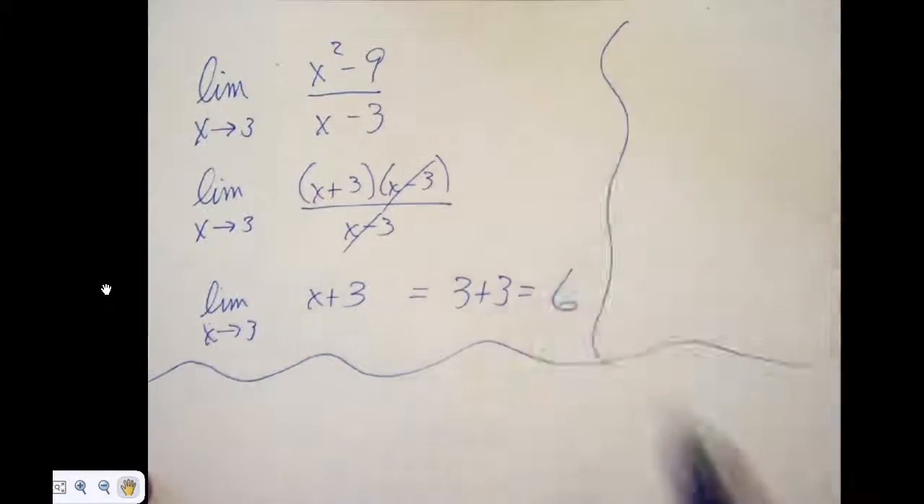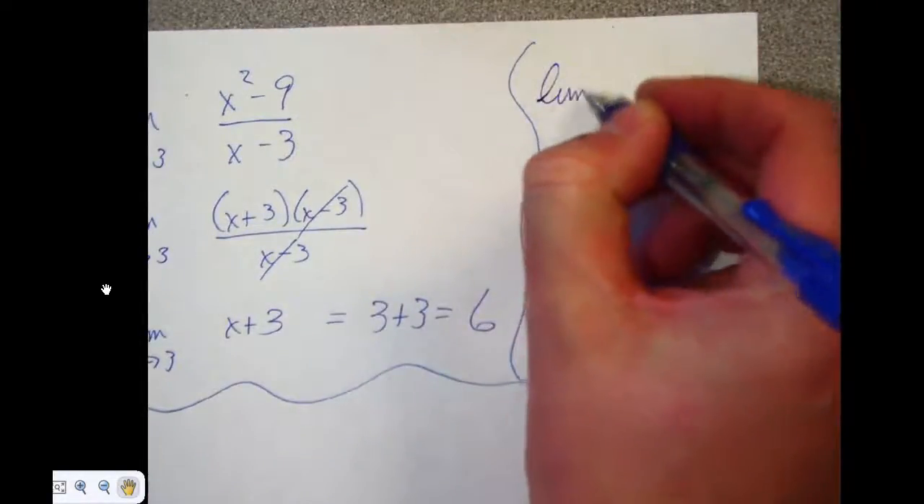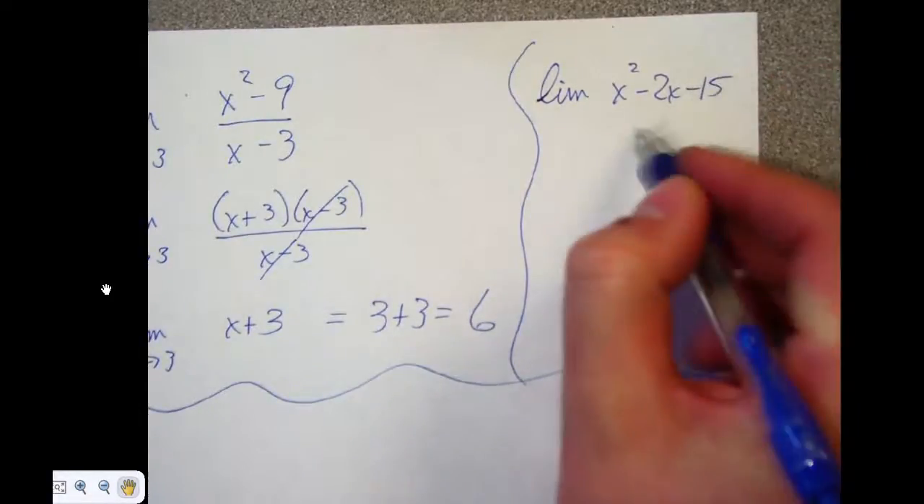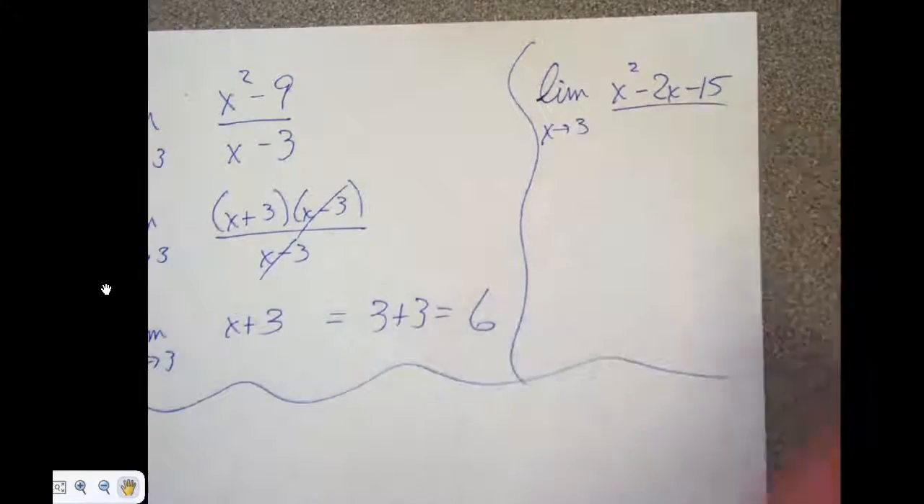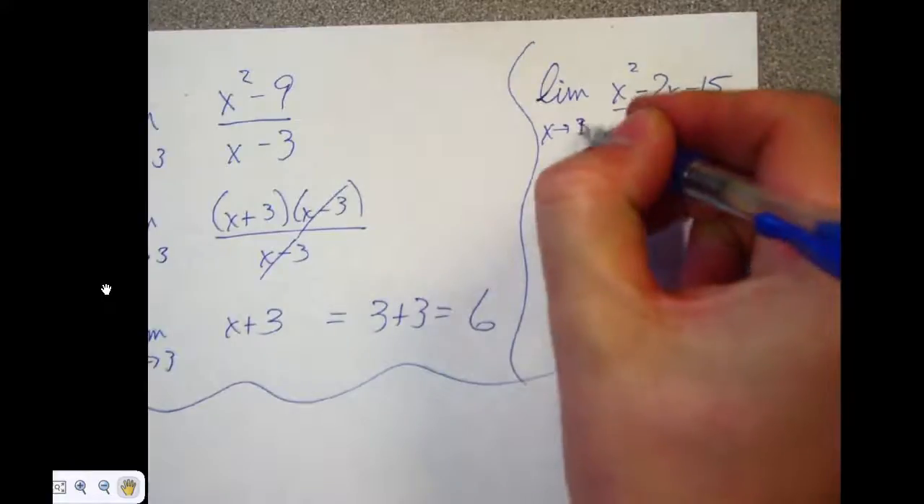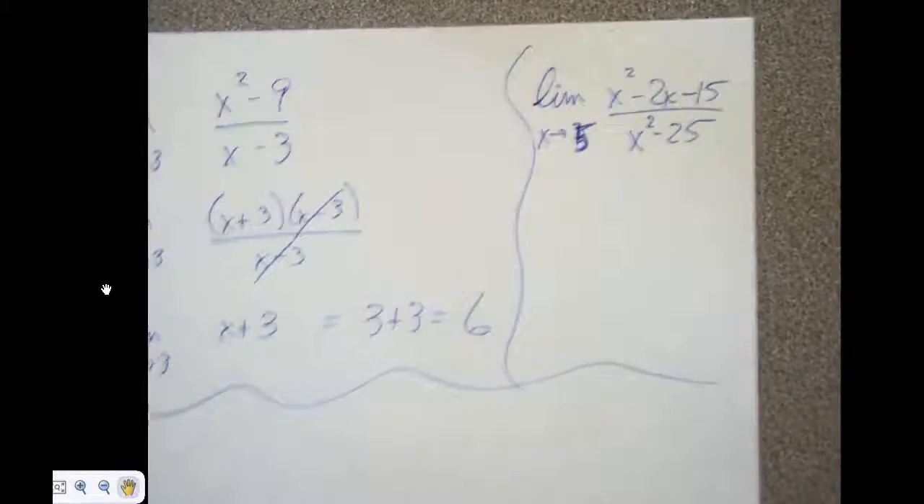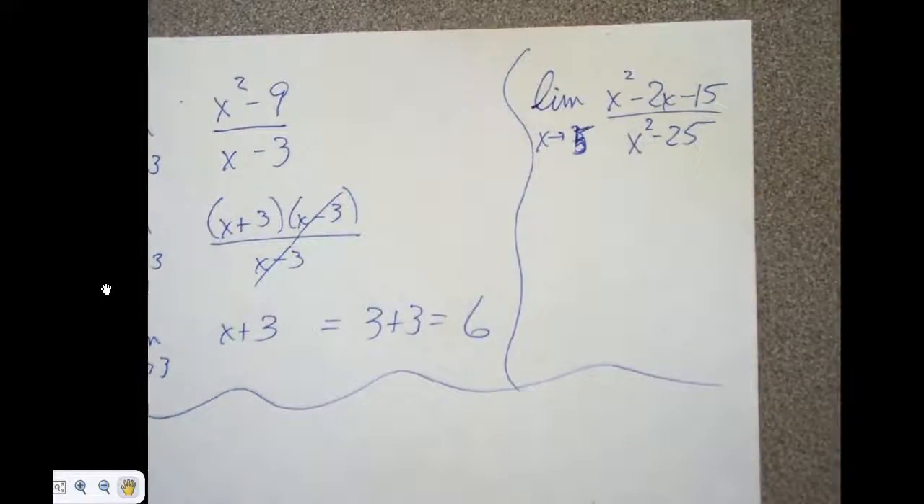Alright, let's say I'm gonna try to squeeze one in over here. Limit of x squared minus 2x minus 15 as x approaches 3. No, that doesn't work. Hold on. X approaches 5, or x squared minus 25. So do that one.